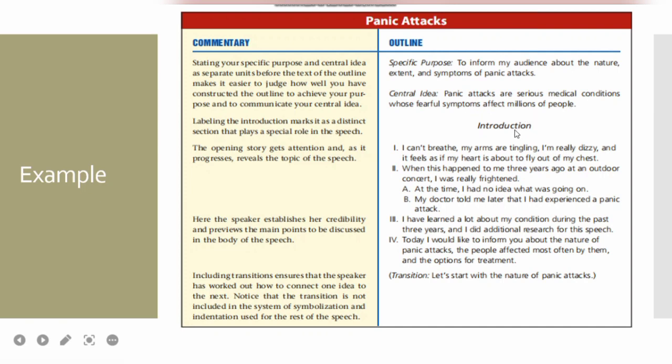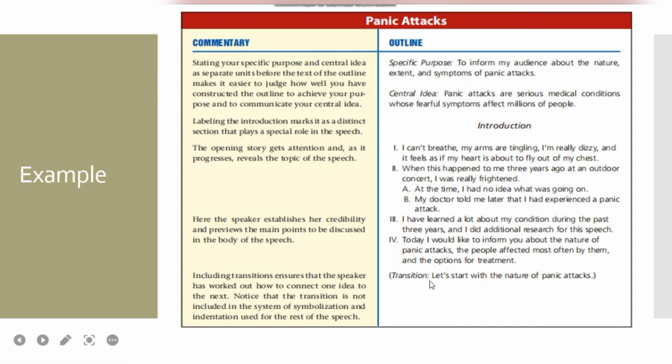As stated before, there are 3 parts of the speech: introduction, body, and conclusion. This is the important part. So you have to mention the symptoms in a consistent way: 1, 2, 3 and use A or B. Nah, this is the introduction part.